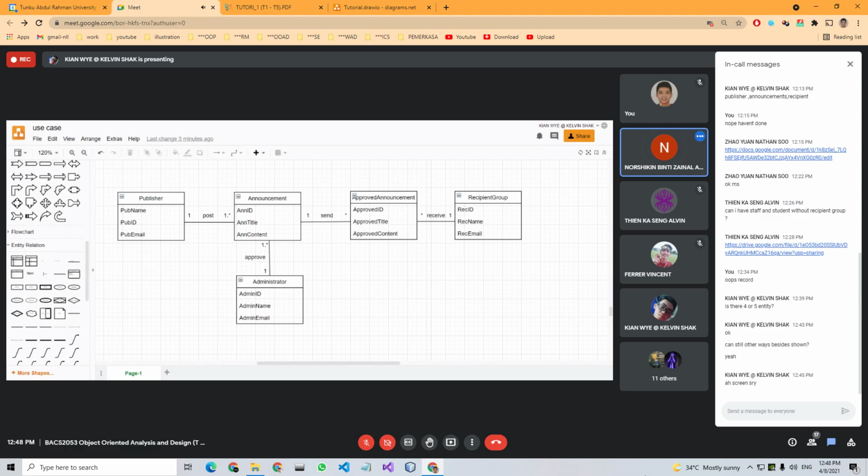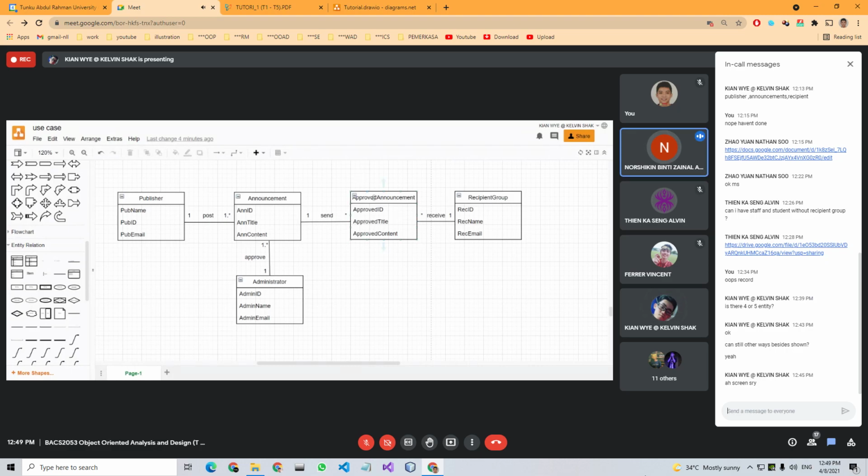So from this approved announcement, fourth approved announcement, wait. Oh, I see. In the question it says an announcement can be seen by many groups, but the group can also see many announcements. The relationship is many to many. But your entity here is approved announcement. Yeah, this one in the middle. I think approved announcement here should be your group recipient.